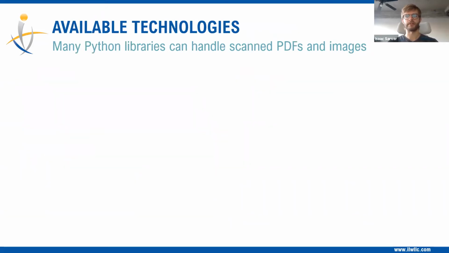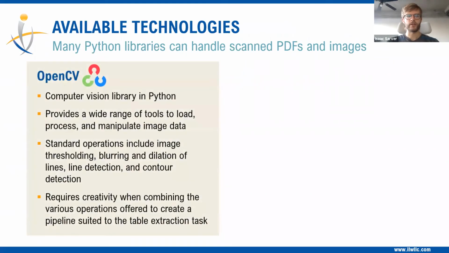There are a range of available technologies for line detection and text extraction. The Python library OpenCV is a computer vision library that is suited for processing image data, and it provides many capabilities such as image thresholding, blurring and dilation of lines, line and contour detection, and more. Also, keep in mind that these are building blocks that require some creativity and a knowledge of what your end goal is in order to build something useful.